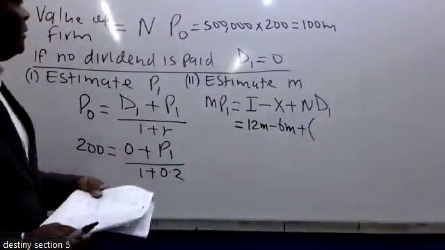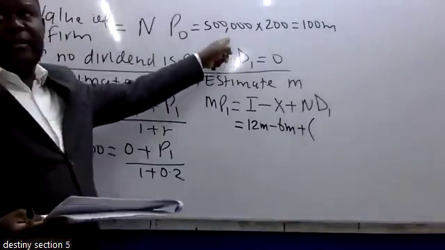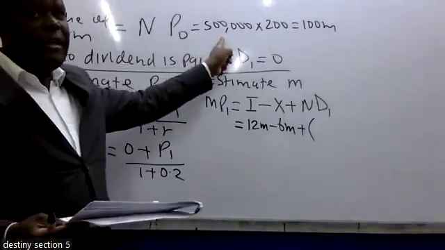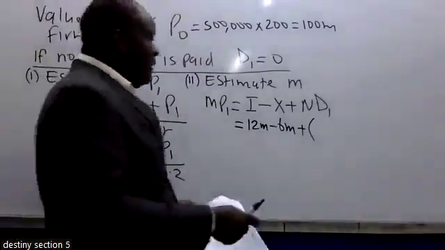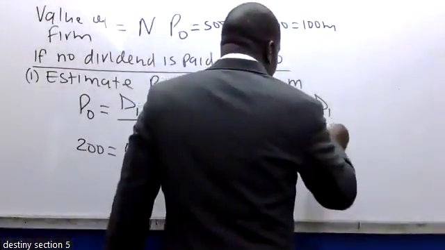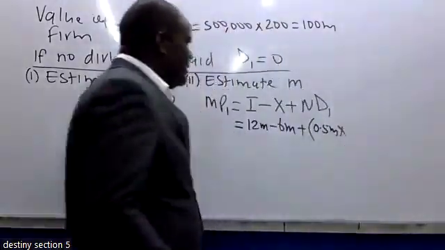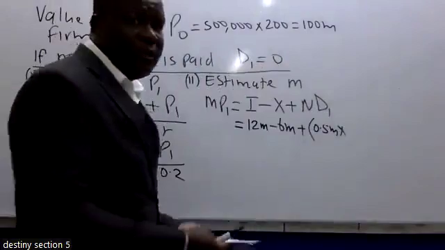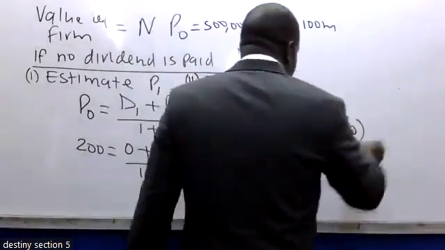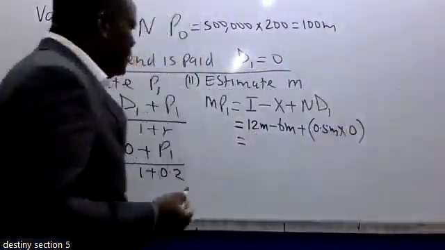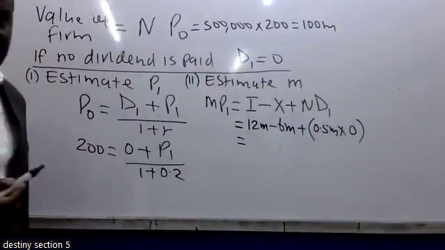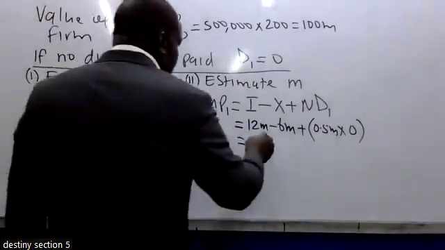Then N and D1. N is the number of existing ordinary shares, which are 500,000, isn't it? So 500,000 is the same as 0.5 million. But we have said that D1 is equal to 0, because there is no dividend that is paid. So when you complete, this should give us 6 million, isn't it?